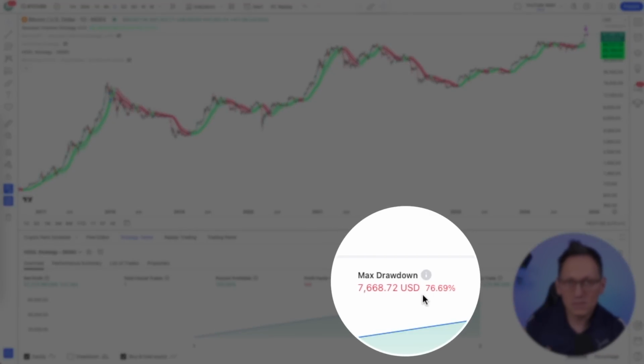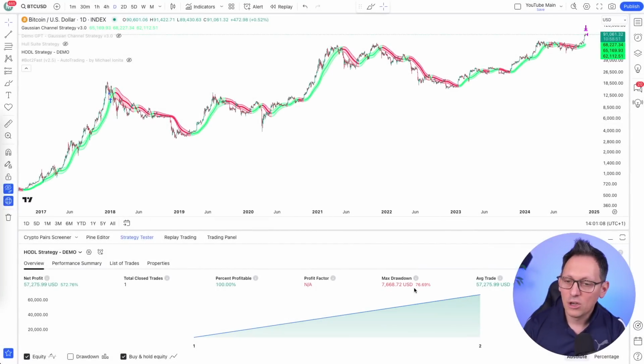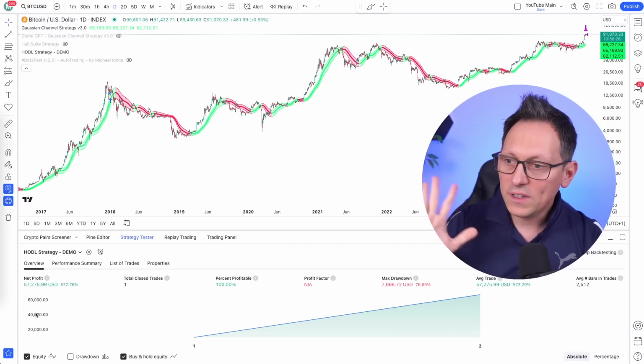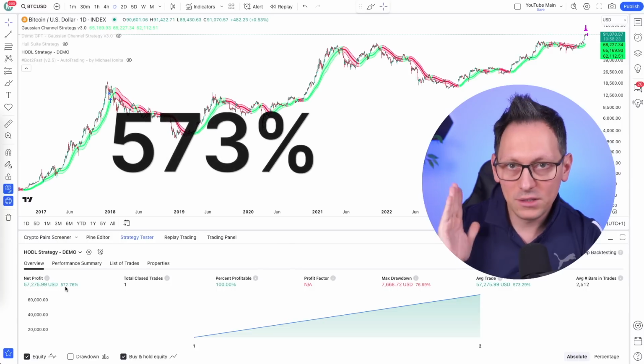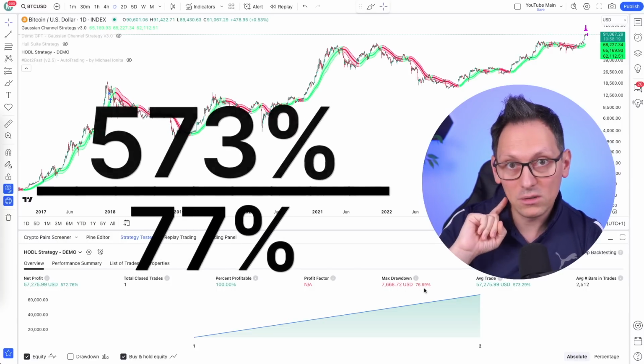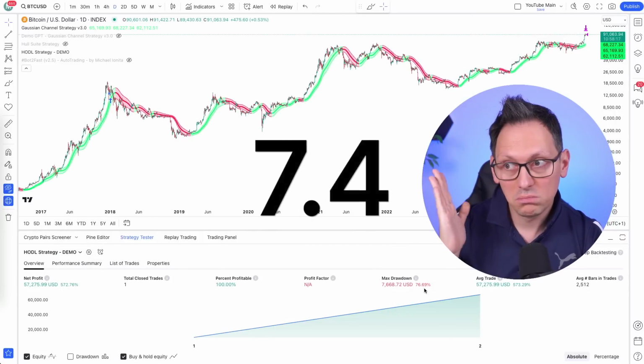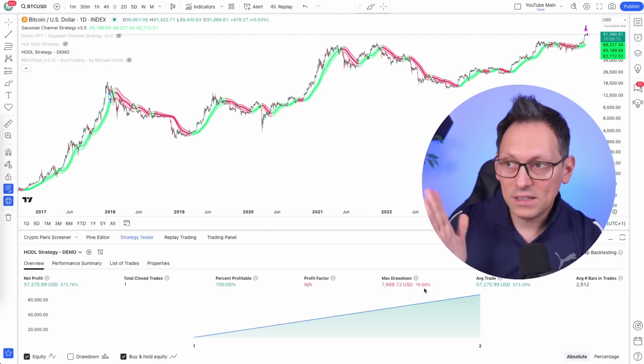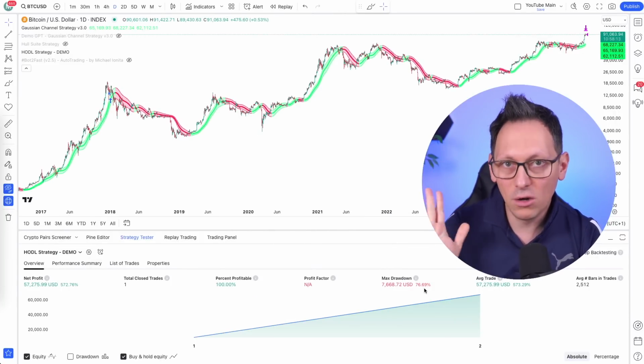Now let's do the same ratio calculation for the HODL strategy. So we compare now the HODL with the Gaussian channel preliminary because we're not yet fully through with all the numbers. So now take the net profit 573 divided by 77, okay? And you get a ratio of about 7.4. This is way worse than the Gaussian channel strategy. You already know that HODL is bad, okay?